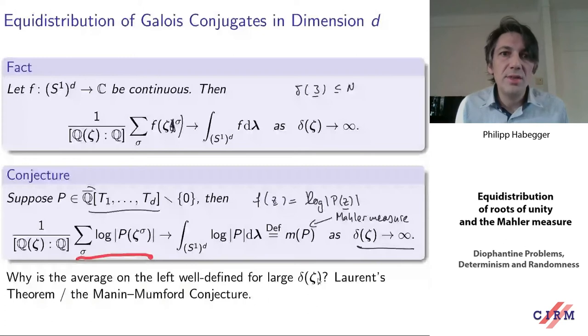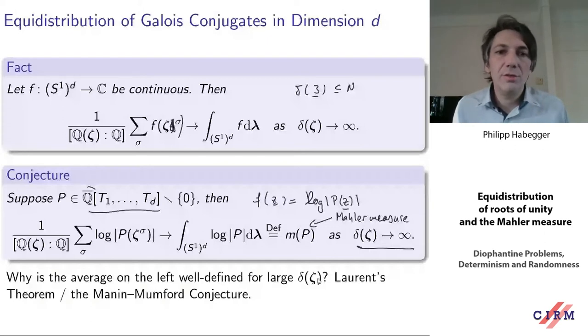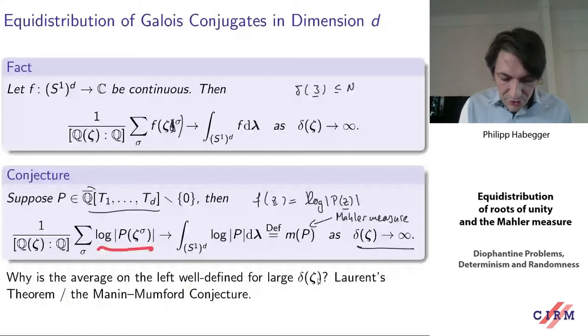It's a more serious question than in the one-dimensional case, because the vanishing locus of p on the torus can be more than a single point or a finite set of points. We'll see that later on. It could be something of dimension greater than zero. To show that this average is actually well defined, you have to show that for delta of zeta large enough, this Galois conjugate here will not be on the vanishing locus of p. And that follows from a result of Michel Laurent, which is also a case of the Manin-Mumford conjecture for the algebraic torus. So actually even showing that this average here is well defined for delta of zeta large enough is a theorem.